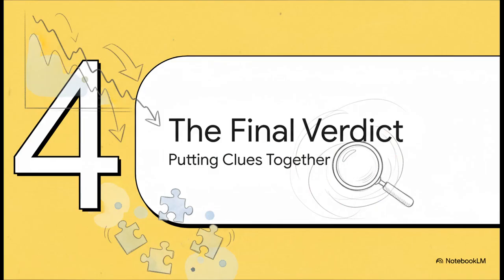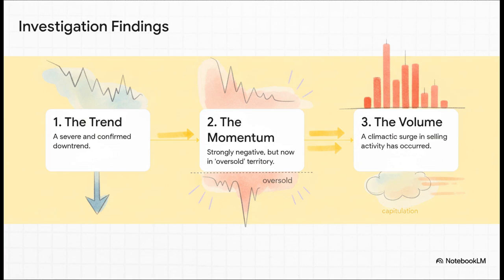All right, so we've examined all the major pieces of evidence. We've looked at the trend, we've looked at the momentum, and now we've seen this incredible volume. It's time to step back, put all these clues together, and see what final verdict the data gives us. So here's our summary. First, the trend is severely down, no question about it. Second, the downward momentum is strong, but our RSI indicator is flashing that oversold signal, which is a potential sign of exhaustion. And third, we just witnessed a massive capitulation-style surge in selling volume.